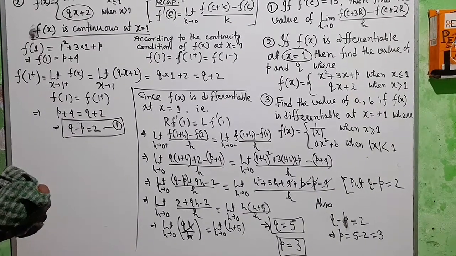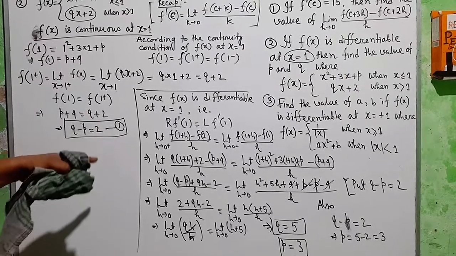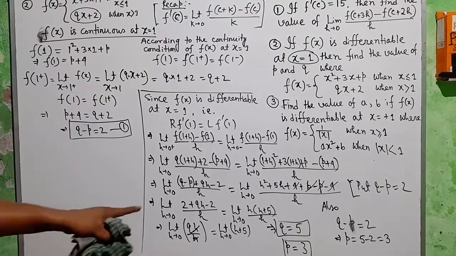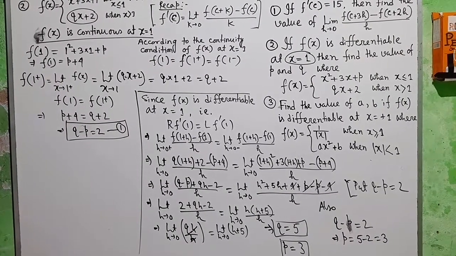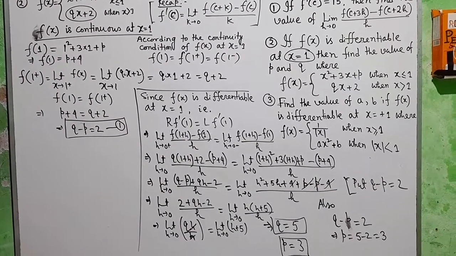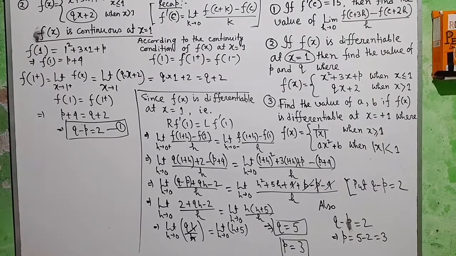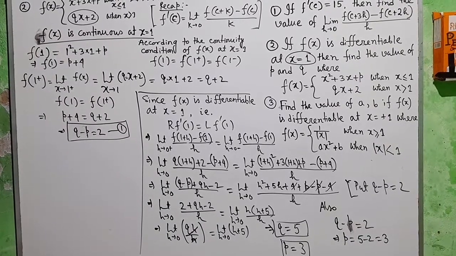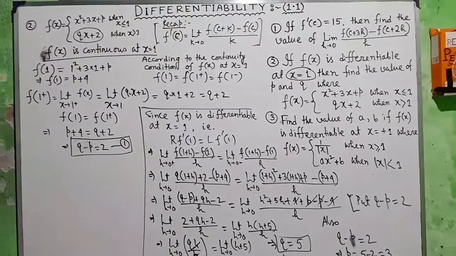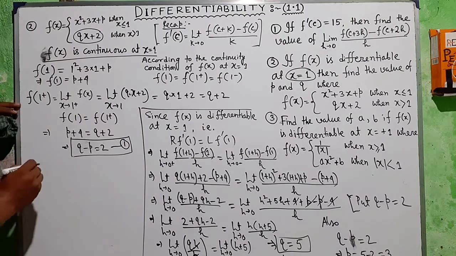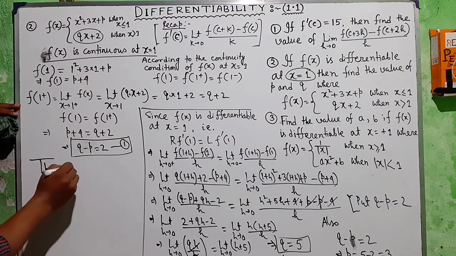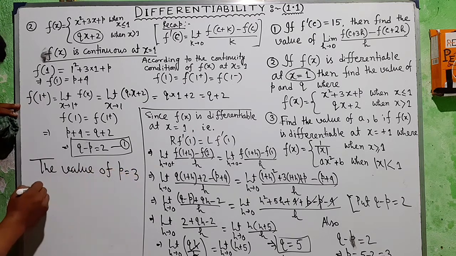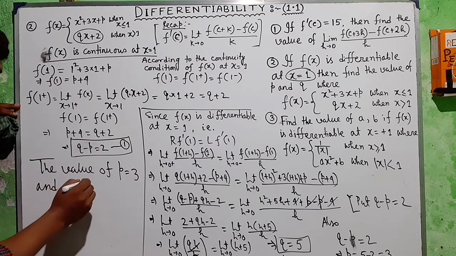Am I right? So basically what did we get? From here we used the differentiability condition and using the continuity condition we found the values of p and q, where p equals to 3 and q equals to 4. Then the function is continuous and differentiable at x equals to 1 when p and q equals to 2. So the value of p equals to 3 and q equals to 5.